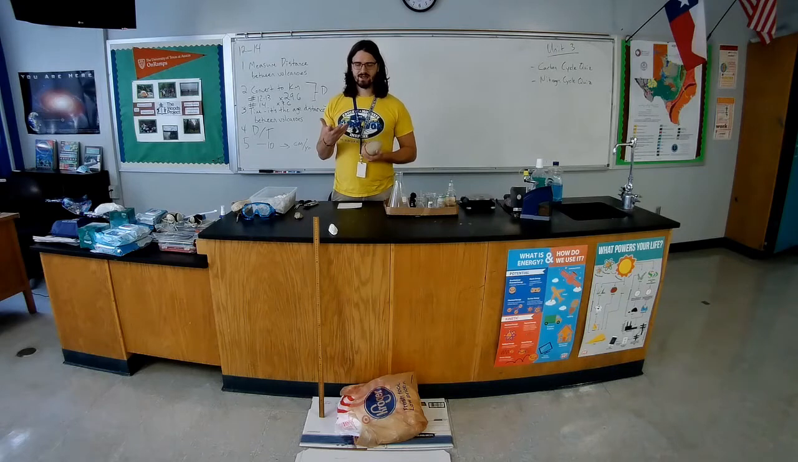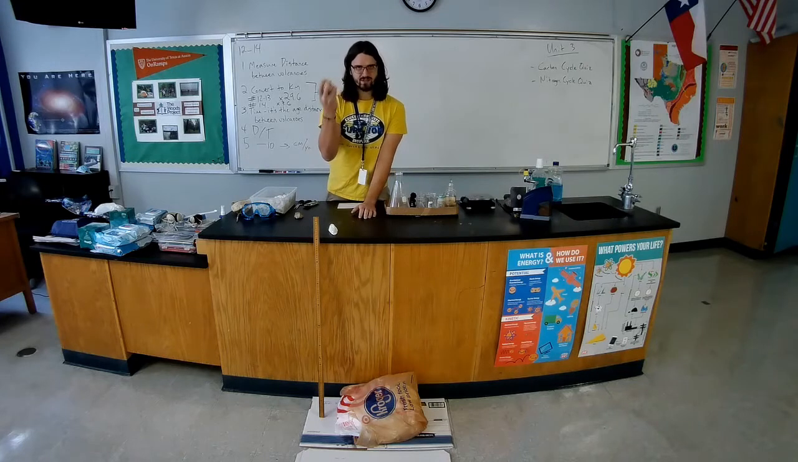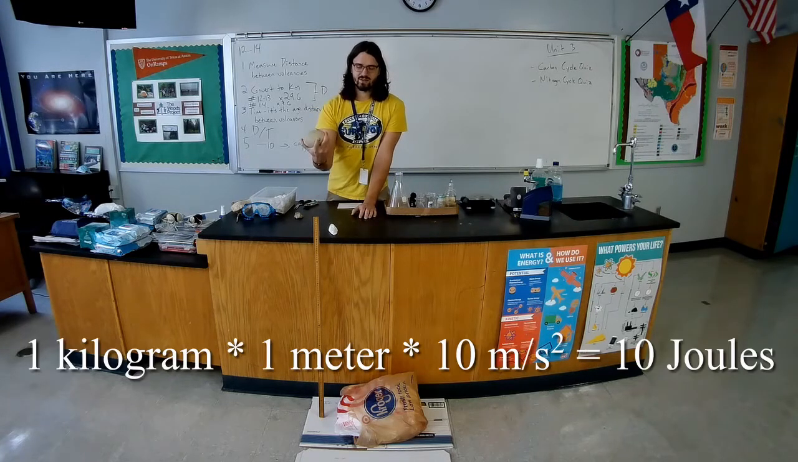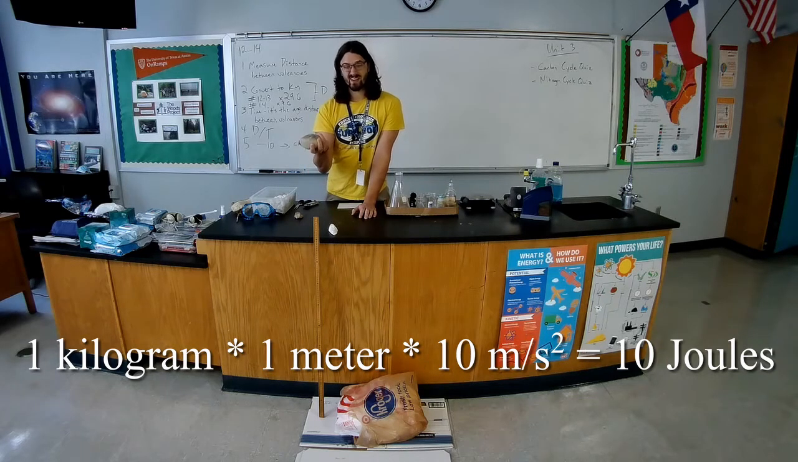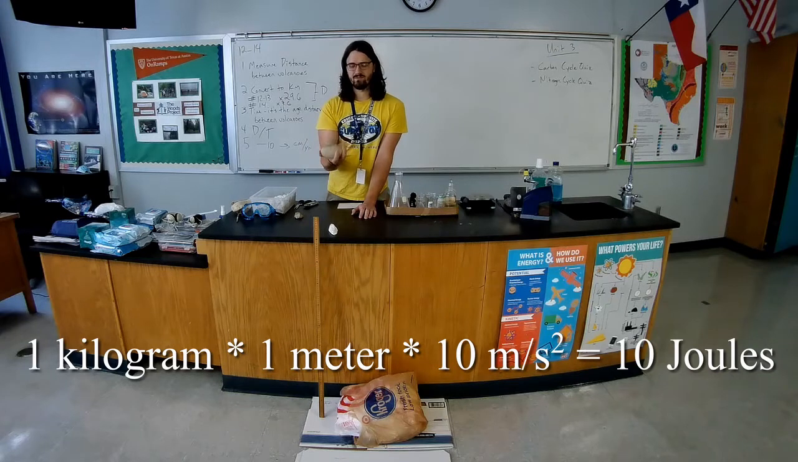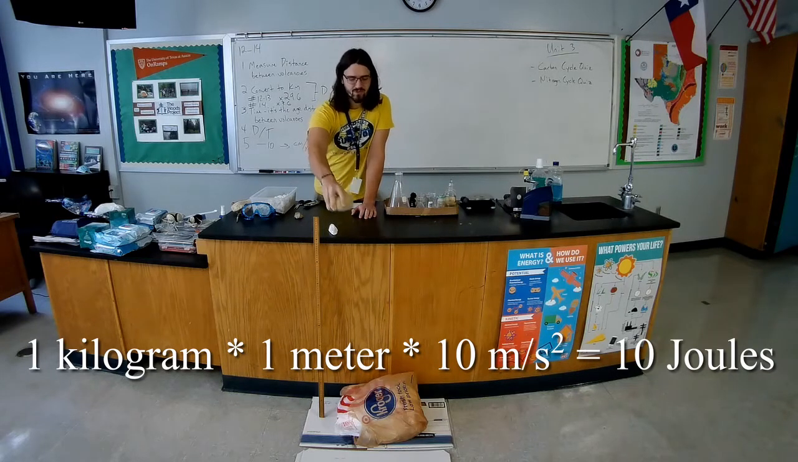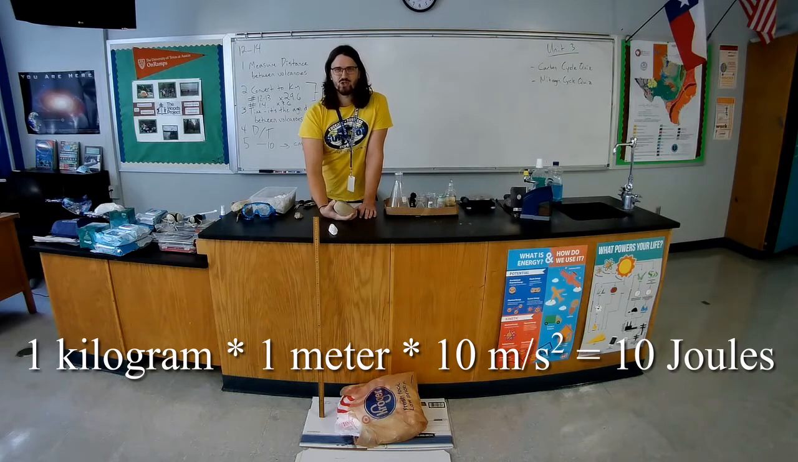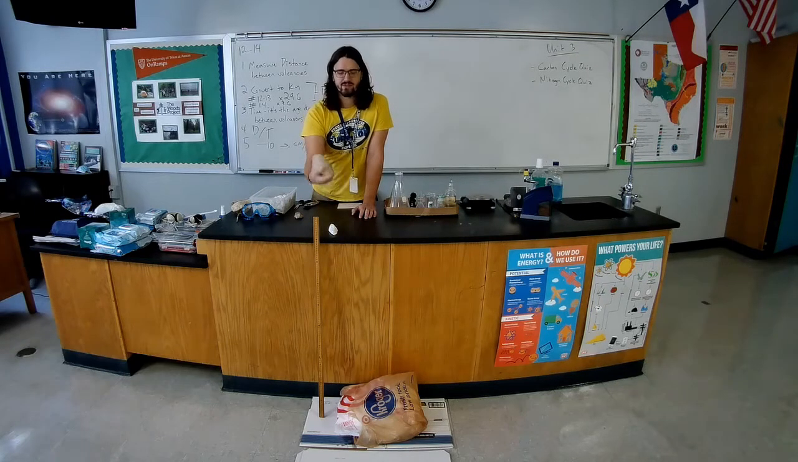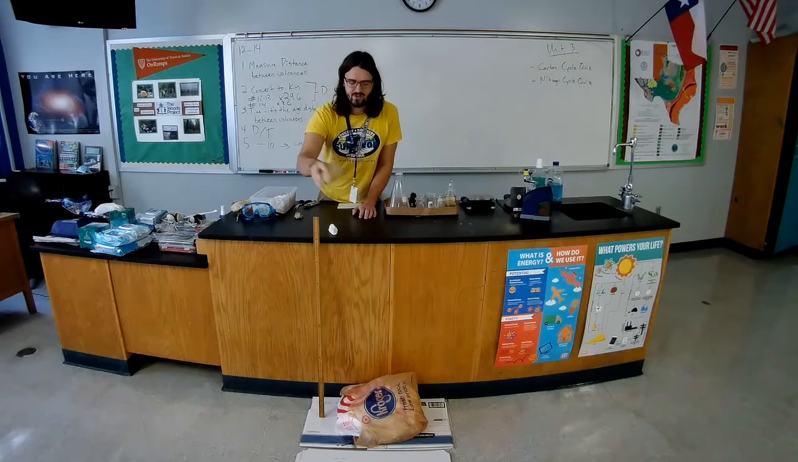So the way this calculation works out is that I drop this rock, which weighs a kilogram, for a distance of 1 meter, and the acceleration due to gravity is about 10 meters per second. If you multiply that all together, it turns out that if I drop this rock from this height, when it hits the ground, it will have about 10 joules of energy. So this right here is about 10 joules of energy.